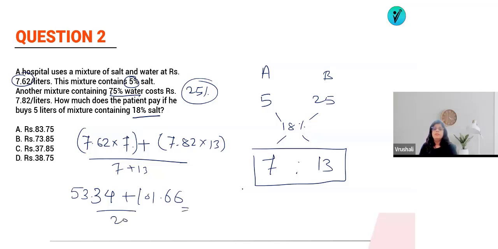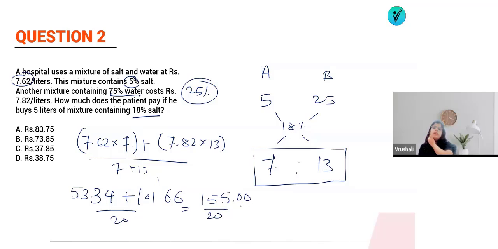So what will be the sum? 6 plus 4, 10. Carry will be 1. 6 plus 3, 9 plus 1, 10. Carry will be 1. 1 plus 1, 2. 2 plus 3 will be 5. Then the 0 plus 5 is a 5 and this is a 1. So it is 155 divided by 20.